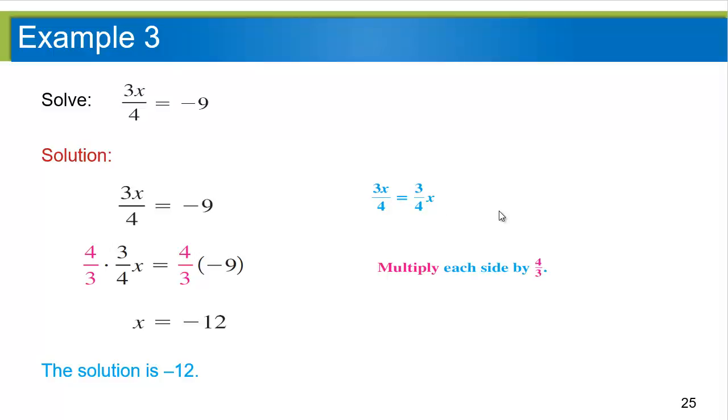So in order to solve for it, just like before, you would multiply both sides by 4/3, or you could do it step by step and multiply both sides by 4 to get rid of the bottom, and then divide both sides by 3, but you're going to get the same thing, -12.